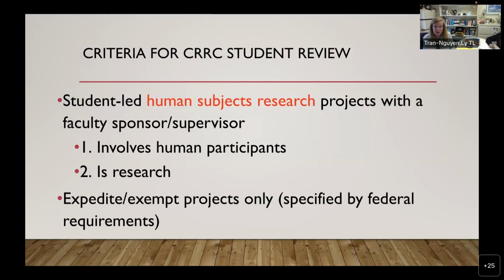But the other question you would need to ask yourself is, is this actually research? Research, as defined federally, is the gathering of information or data in a systematic way to draw generalizable conclusions or otherwise develop or add to a body of knowledge.